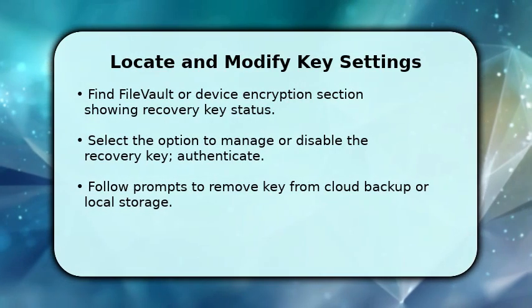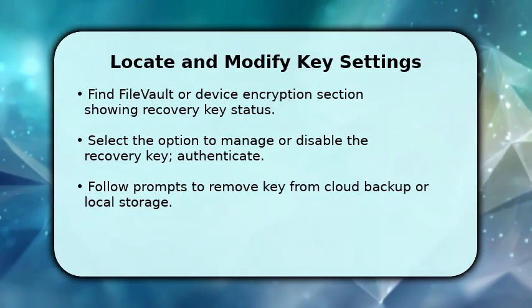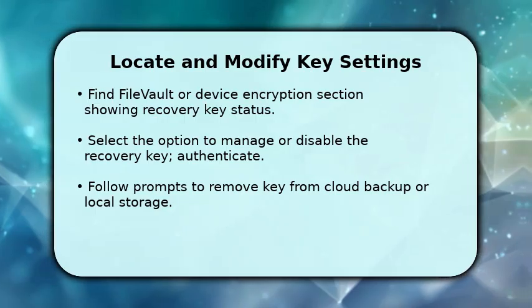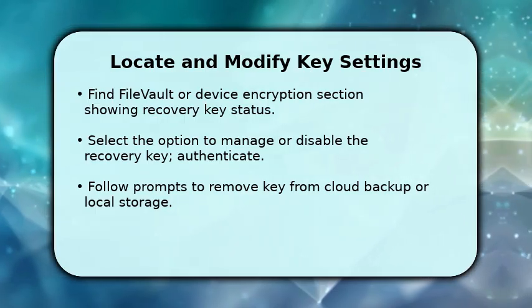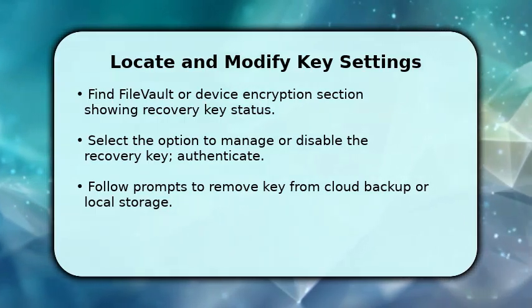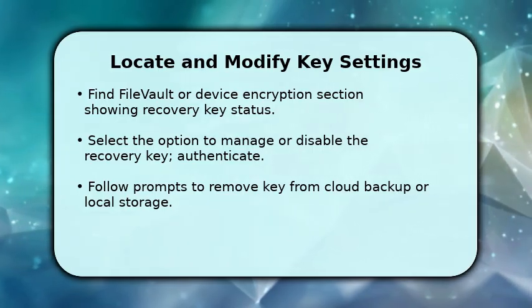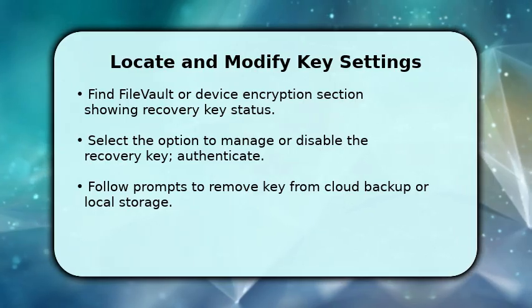Now you'll navigate the middle steps. Locate the FileVault or Encryption subsection that lists the recovery key and its storage location. You will choose Manage or Disable Recovery Key and then authenticate again. This step ensures only an authorized admin can change the backup key.